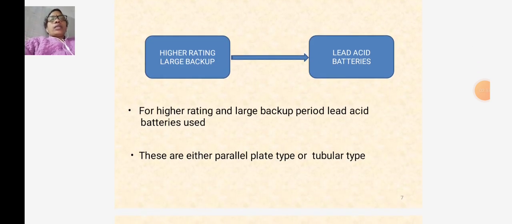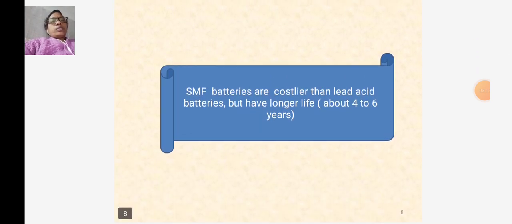For high rating large batteries, we can use lead acid batteries. For higher rating and large backup period, lead acid batteries are used. These are either parallel plate type or tubular type. Sealed maintenance free batteries are costlier than lead acid batteries but have a longer life, about 4 to 6 years. The sealed maintenance free batteries are costly but give a long life.